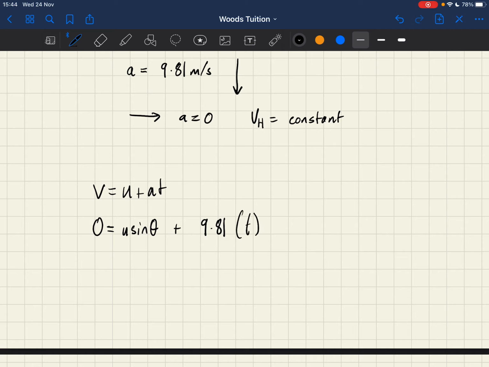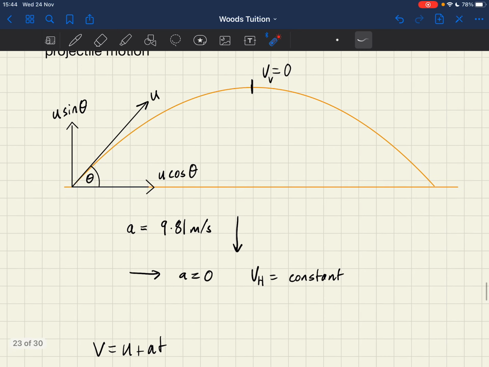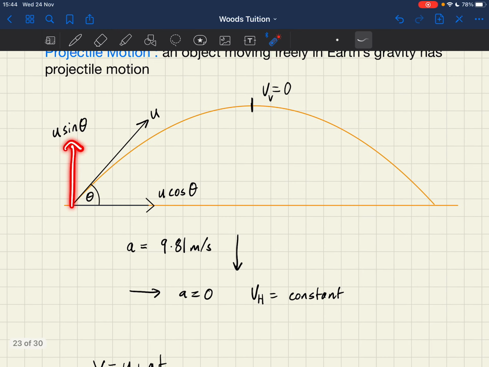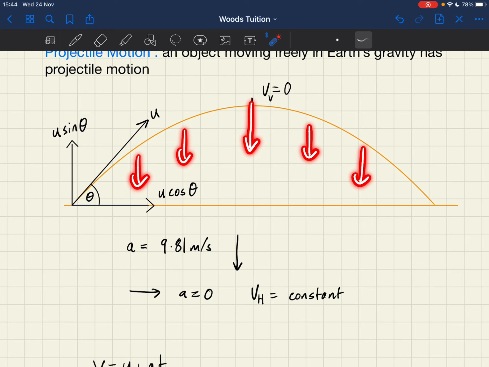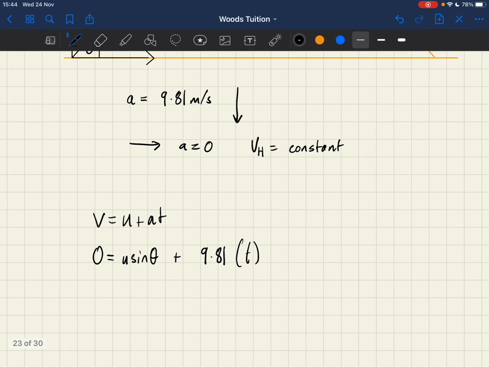What's interesting about the acceleration due to gravity is you need to put in whether it's a positive or a negative value. In this case, we've decided that u sine theta is a positive value, and so up is positive. Therefore, as the acceleration due to gravity is always pulling the projectile down towards the Earth, we have to say that it is negative, as we've taken positive as up.